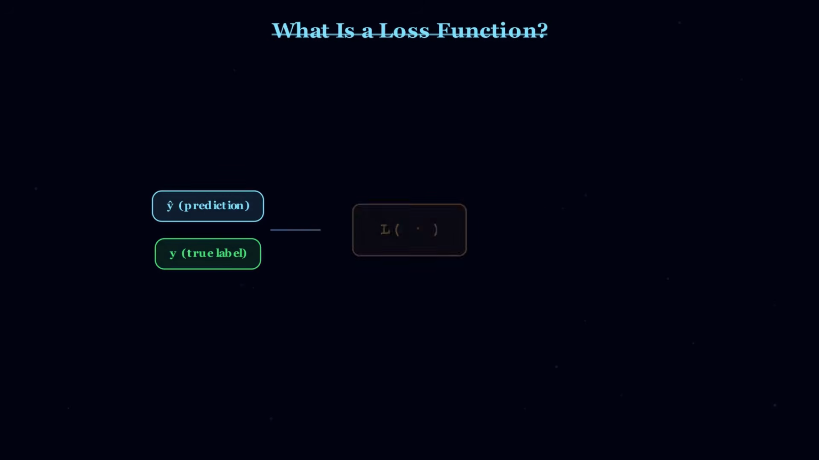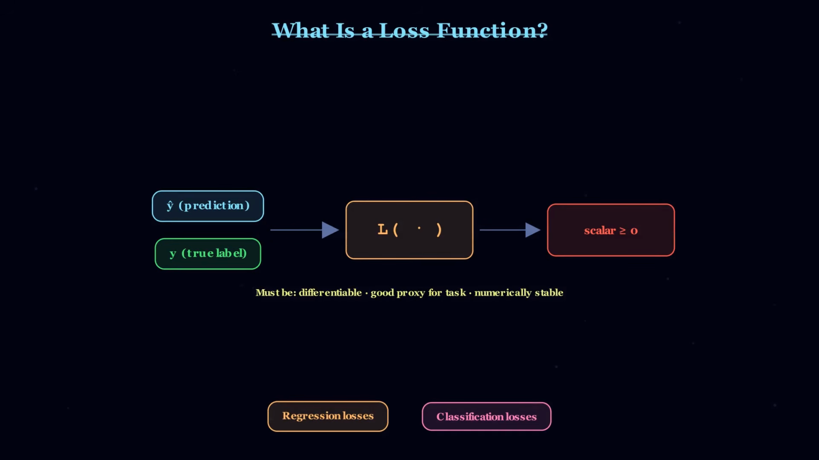What is a loss function? Let's be precise. A loss function L takes the network's prediction y hat and the true label y and returns a non-negative scalar. 0 means perfect prediction. The larger the number, the worse the prediction.